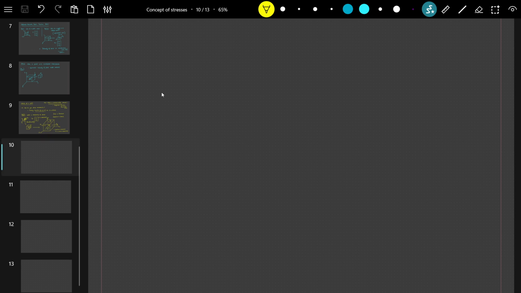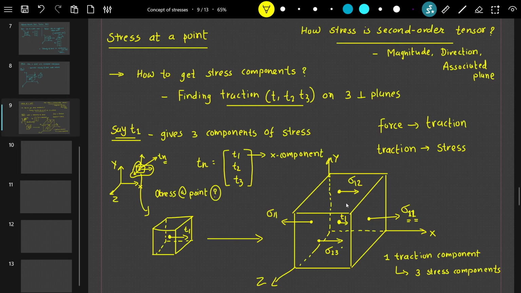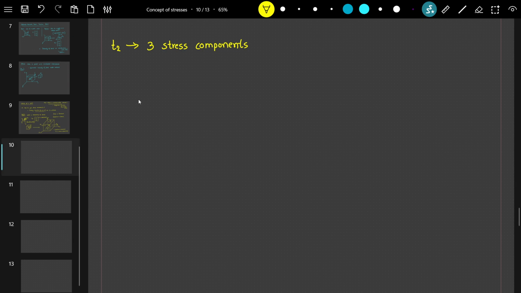Now that we have found the stress components due to T1, in the same way we can also find the components of T2 on three different planes, and there also we get three stress components. We can draw in a similar fashion, but for T2. So this is our infinitesimal cube volume.